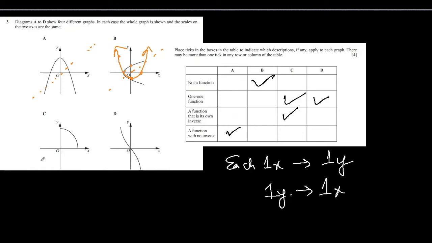Let's go to C. And we knew from the previous part it is an inverse of itself. That means the inverse is a function. It is passing the vertical line test, so we will not take this one as well.